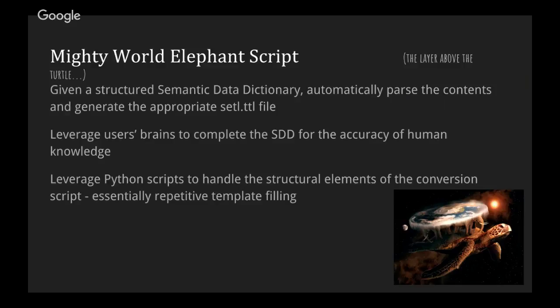Essentially, given a well-structured semantic data dictionary, automatically parse the contents and generate the appropriate SETLr file. We want to do this so we can leverage the user's brains to complete the semantic data dictionary. All of the stuff that's like, well, duh, for humans, put that into the spreadsheet, and then handle the often repetitive template filling for completing the skeletons required to generate the RDF conversion. Take that burden off the human user and put that into the script because computers handle loops really well.